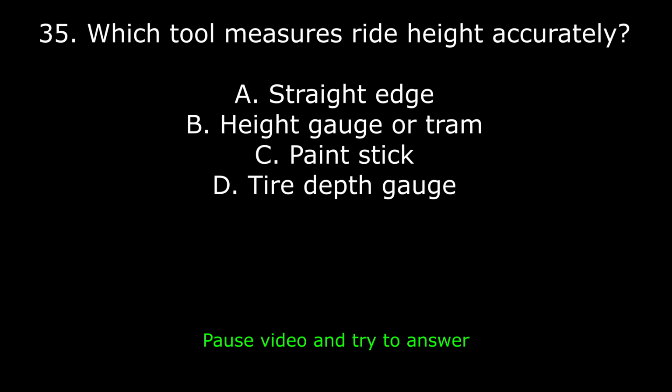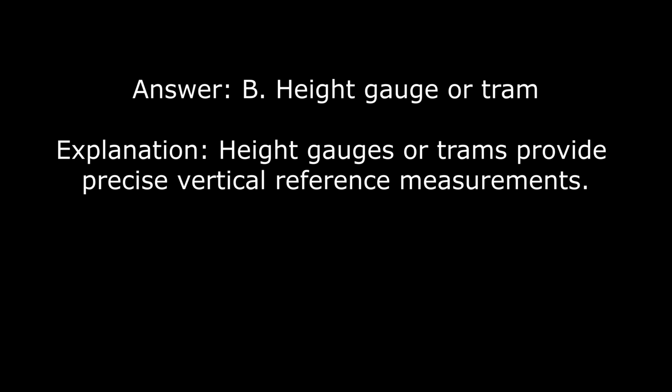35. Which tool measures ride height accurately? A. Straight edge. B. Height gauge or tram. C. Paint stick. D. Tire depth gauge. Answer: B. Height gauge or tram. Explanation: height gauges or trams provide precise vertical reference measurements.